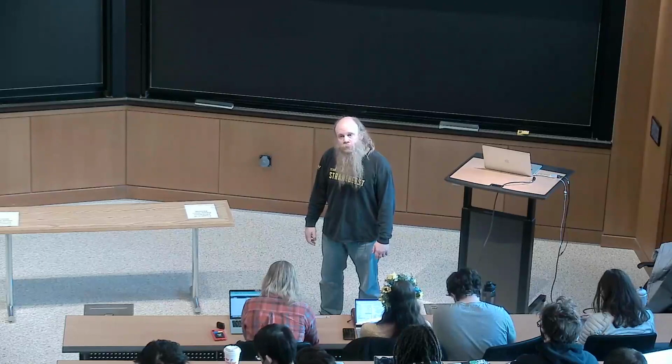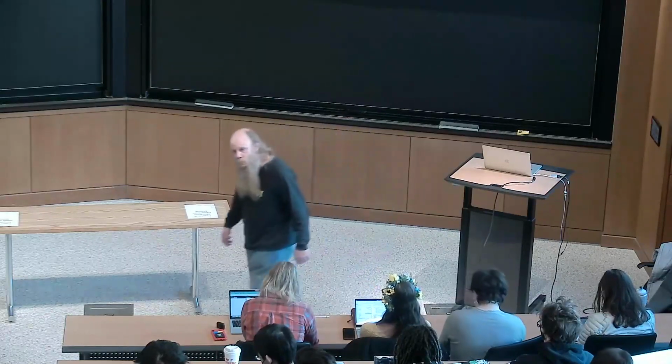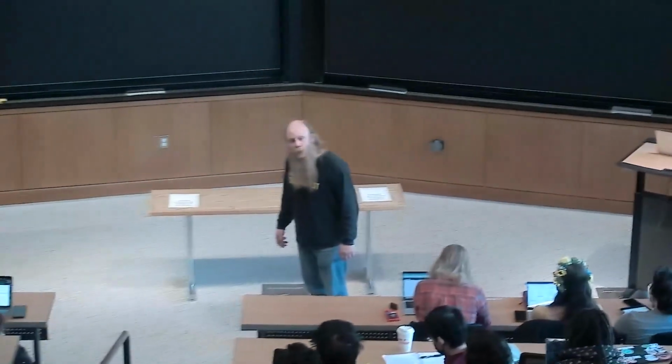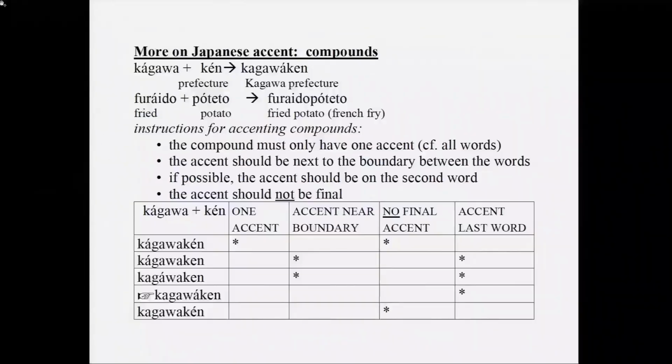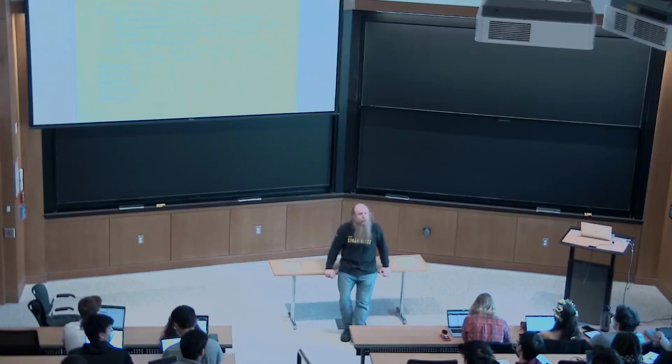Sorry? So Ken is unbounded? Ken is unbounded. I don't think I know what you mean. It's not a bound morpheme. That's right. Yeah, it can be a free morpheme. Yes, that's right. So you can say in Japanese, the prefecture is large or whatever, and then you can show that it's accented.